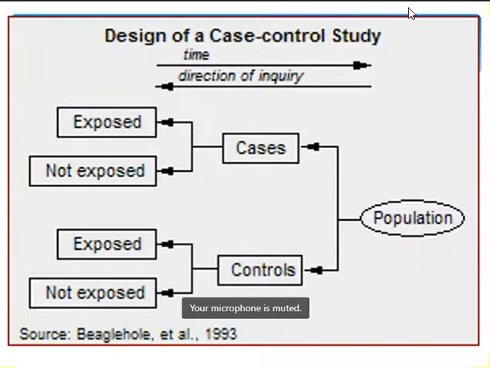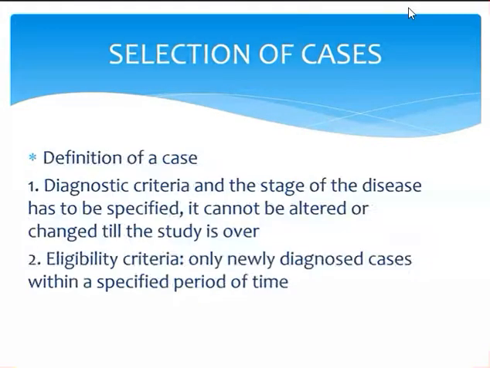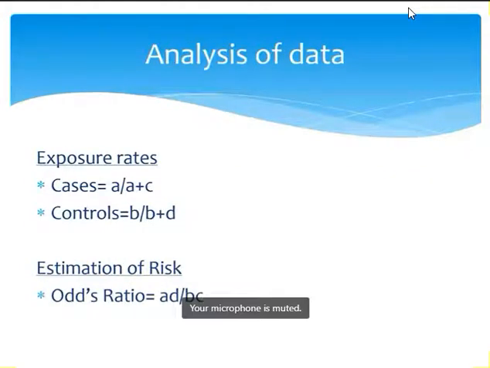And then among the cases, we see how many of them are exposed to a particular factor, and then we see among the controls how many are exposed. And then we look at what is the exposure rates between these two. And we have seen that in a case control study, the main information that we get is the odds ratio.